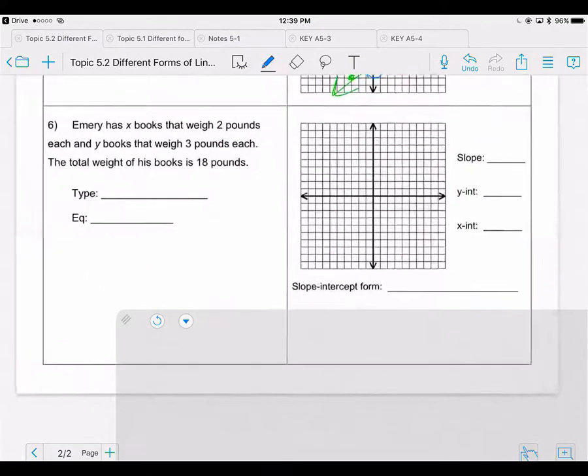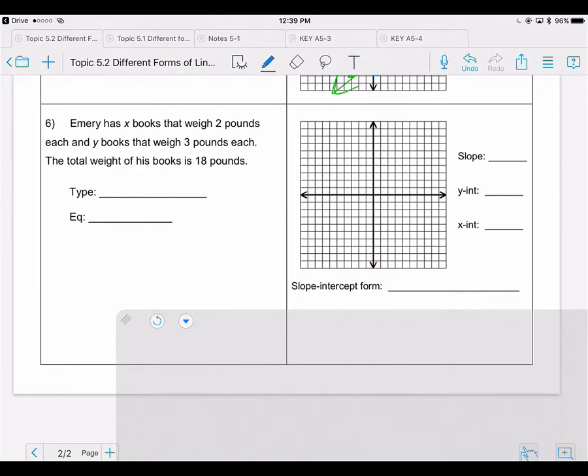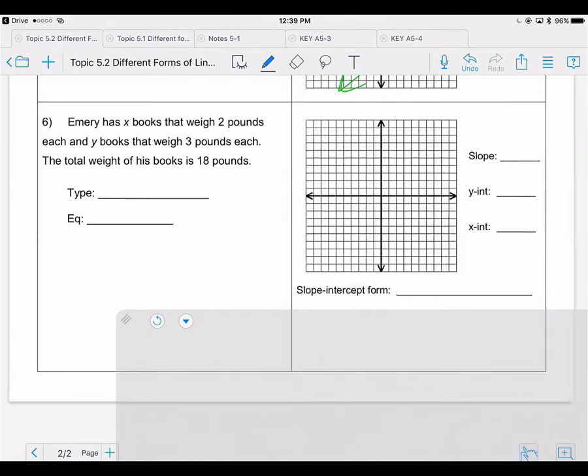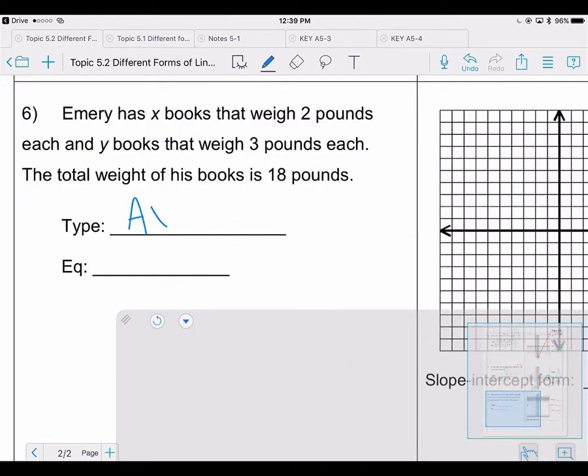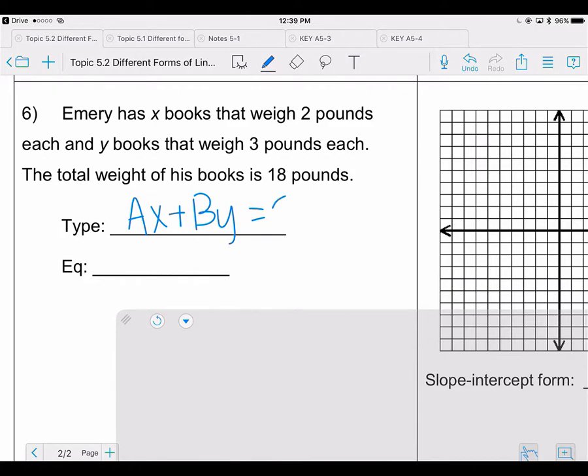Okay, and for the last problem, Emery has X books that weigh 2 pounds and Y books that weigh 3 pounds each. The total weight of his books is 18 pounds. So standard equations, remember that's when you have AX and BY equals C. We have information about X and we have information about Y, so we don't just have Y equals or a point and a slope. Standard equations are almost always used in word problems.